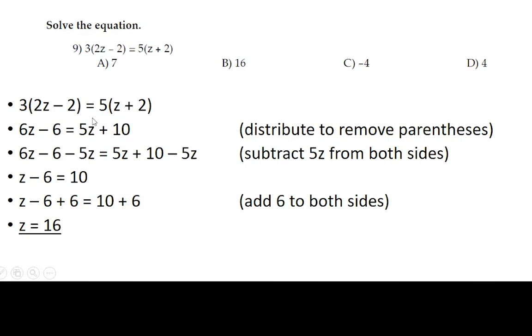5 times z is 5z. 5 times 2 is positive 10. So now we have 6z minus 6 equals 5z plus 10. Let's go ahead and get our z's all on one side. We can subtract 5z from both sides to accomplish this. On the right, 5z minus 5z cancel each other away, leaving us with just 10 on the right. On the left, 6z minus 5z is 1z. So we just have z minus 6.